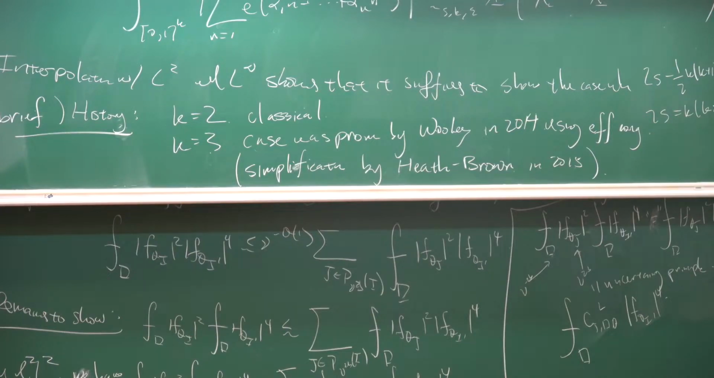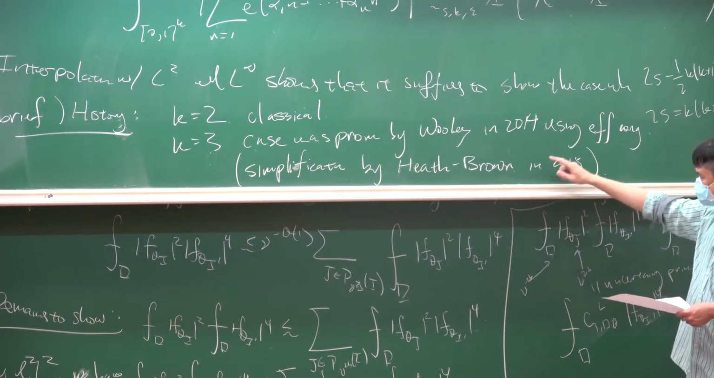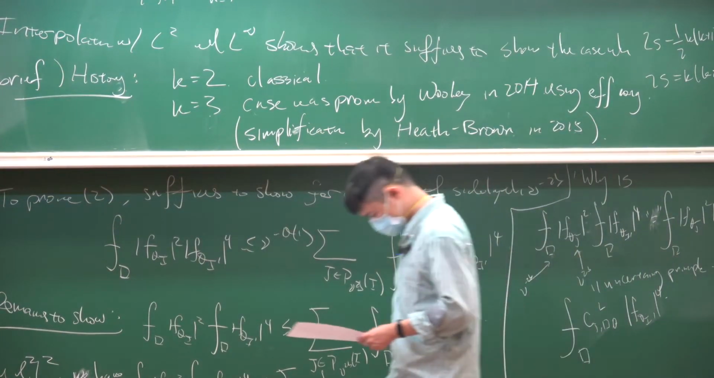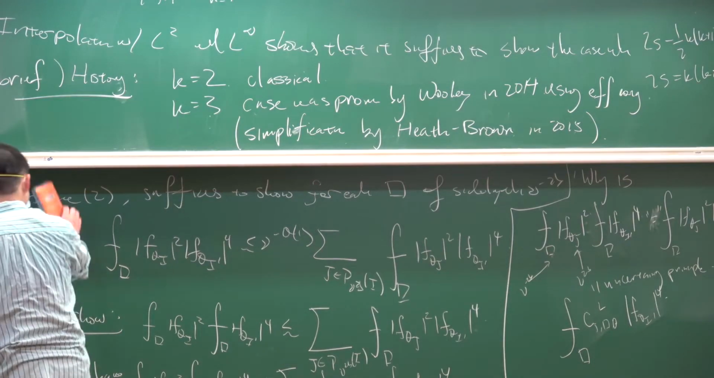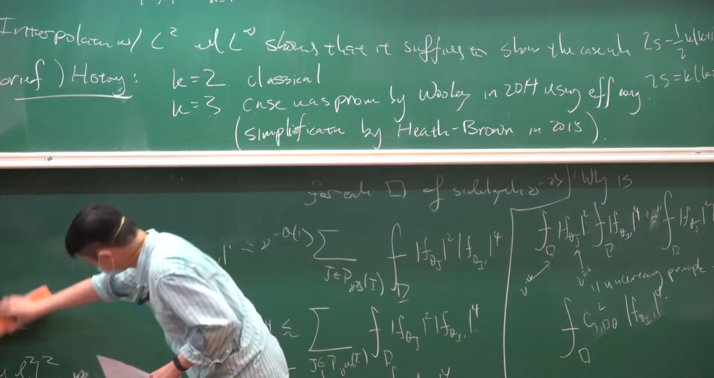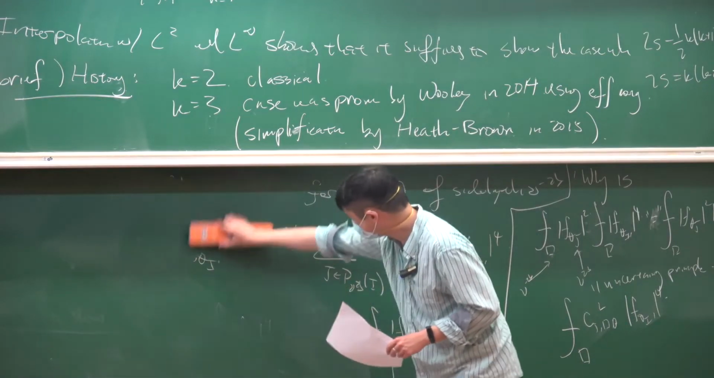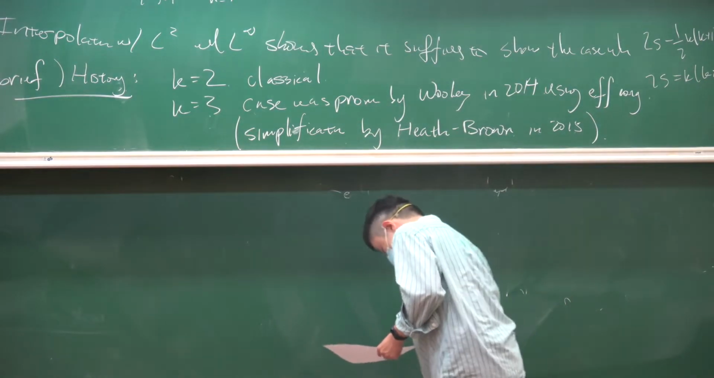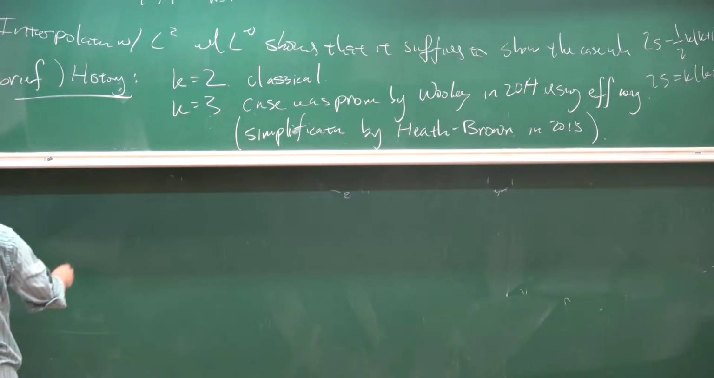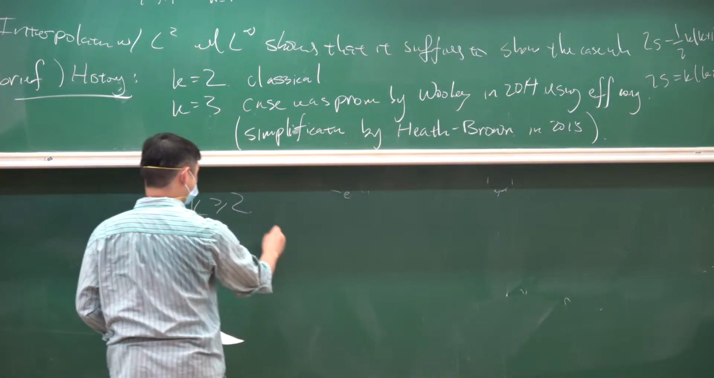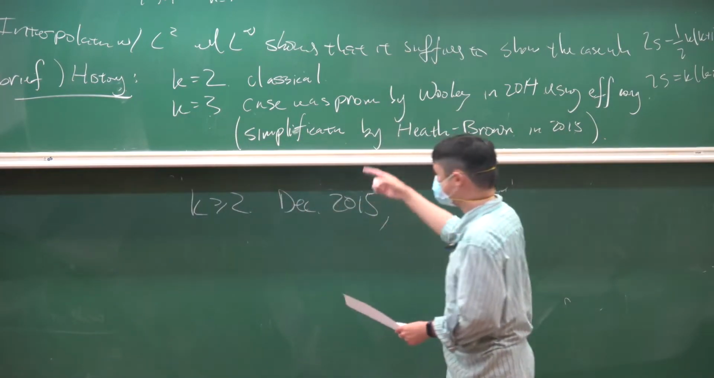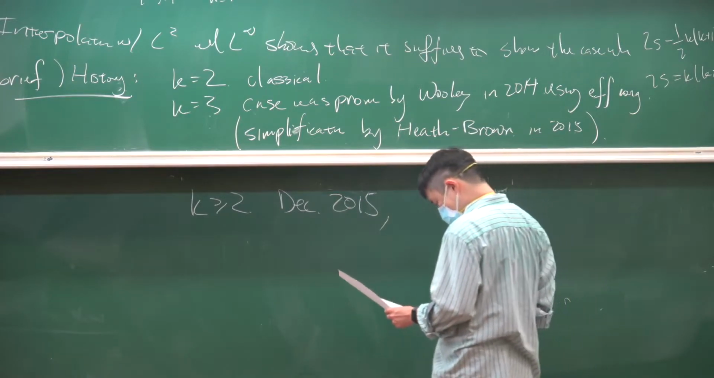And then in 2015, actually right around the time when Bourgain, Demeter, Guth came out, Heath Brown posted a simplification of this efficient congruencing proof. Okay, so that's k equals 3. And then in December of 2015, the general k bigger than 2 case was solved. These are all the archive dates, rather than the published dates.